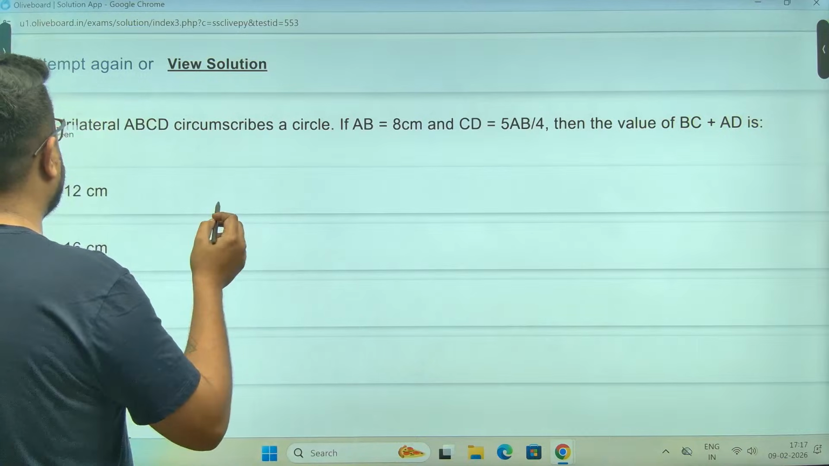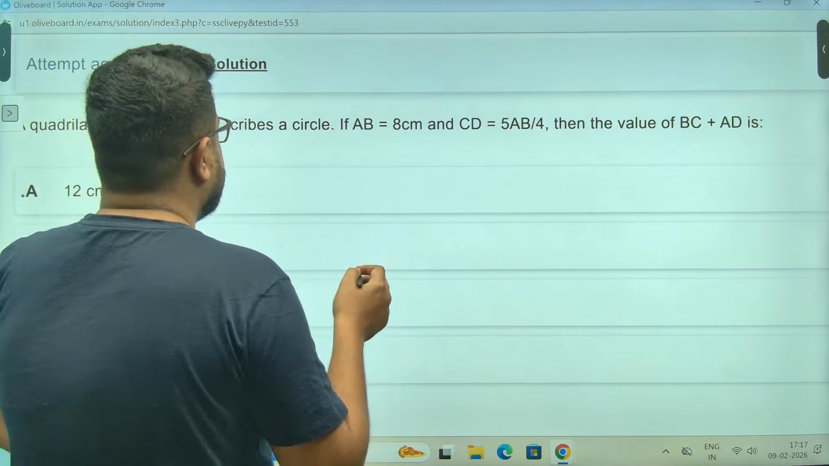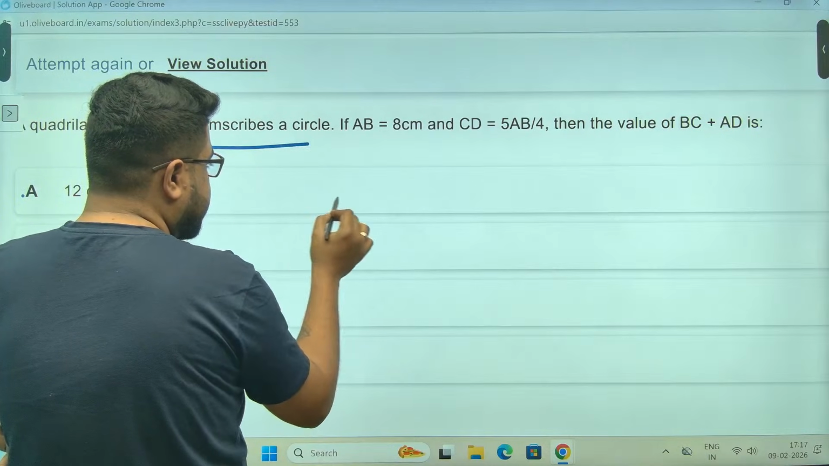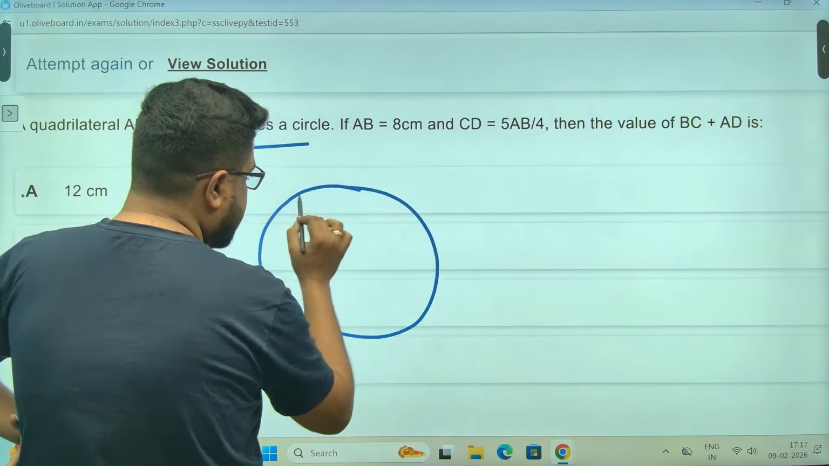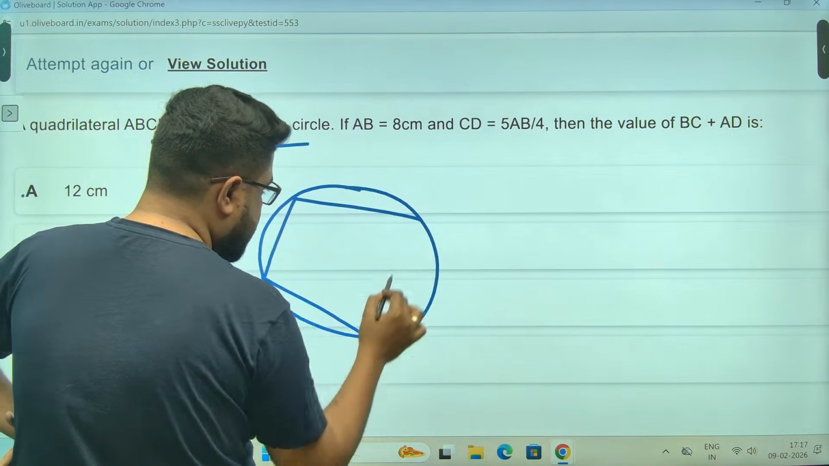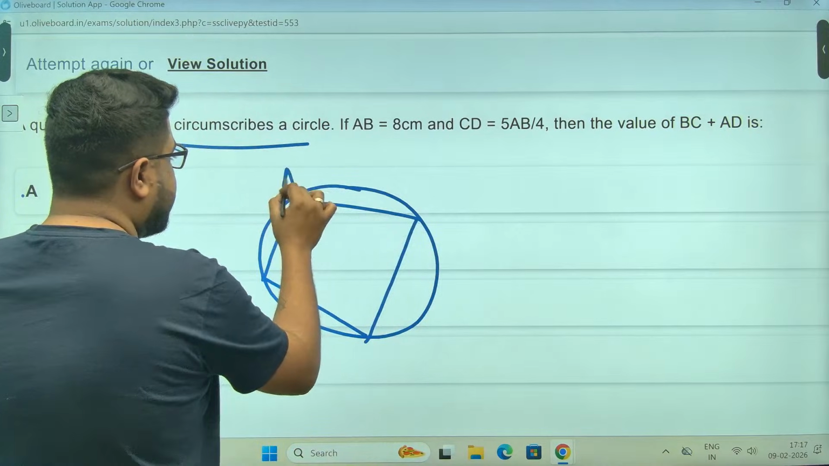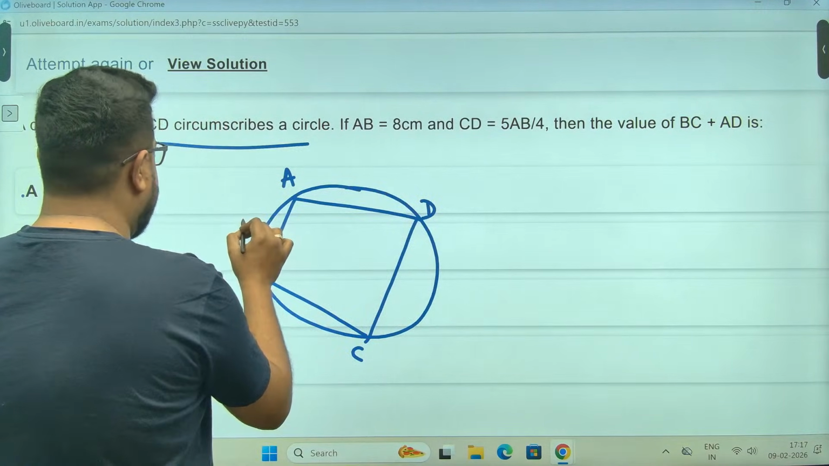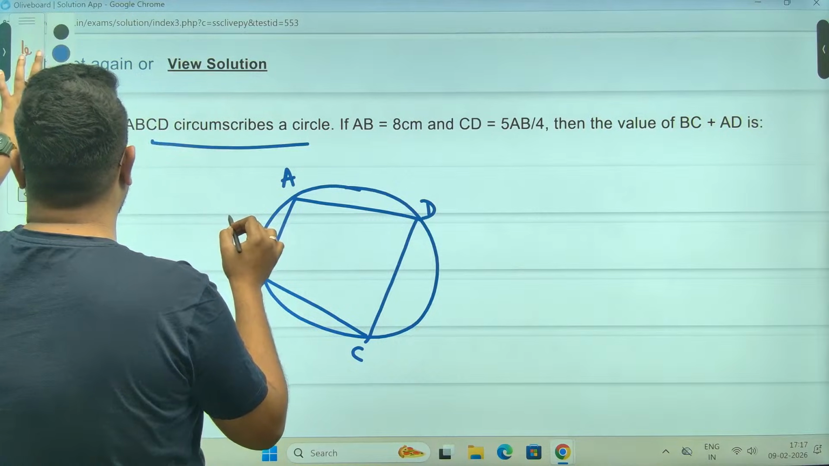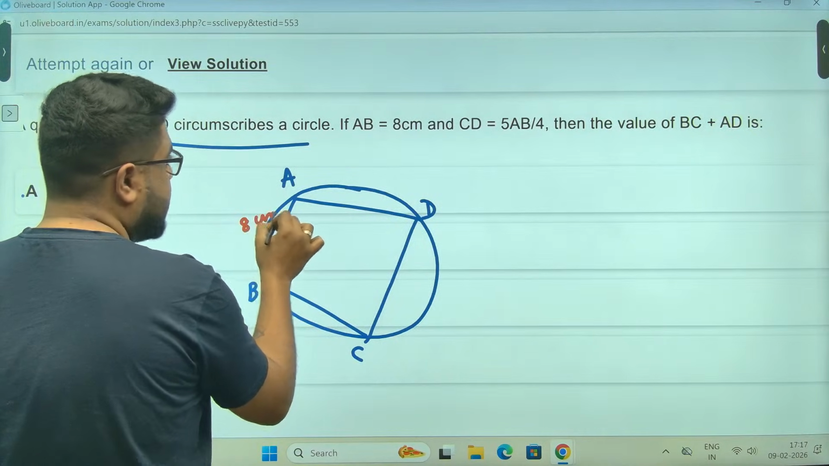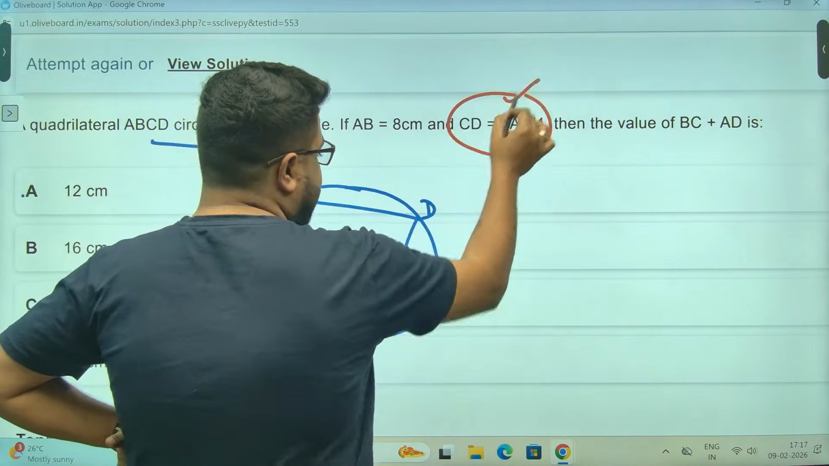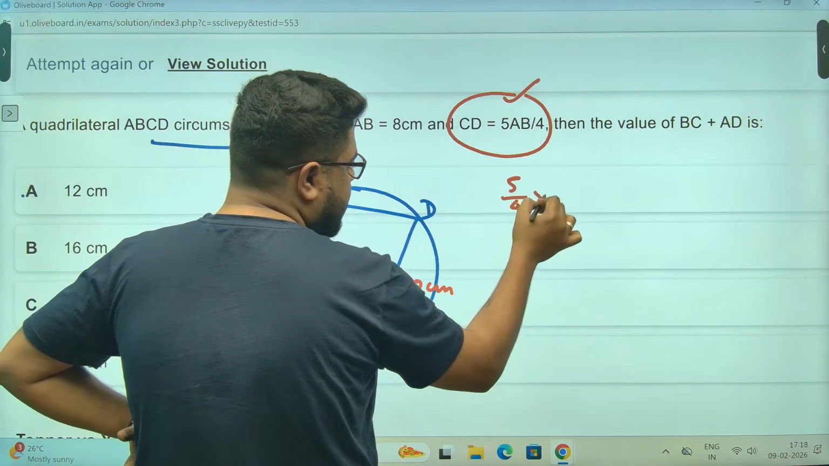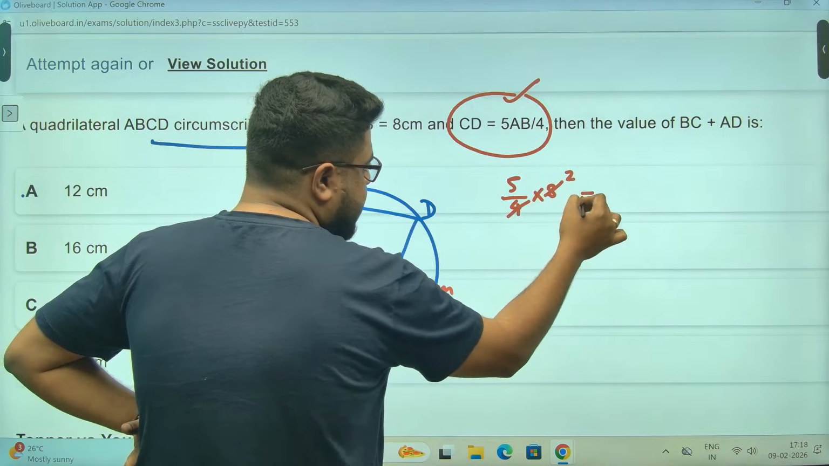ABCD is a cyclic quadrilateral. It circumscribes a circle, meaning cyclic quadrilateral. Sir, AB is given as 8 centimeters. And CD is 5AB by 4, meaning sir, 10 centimeters. You see, 5 by 4 into 8. This is 2, that is 10 centimeters.